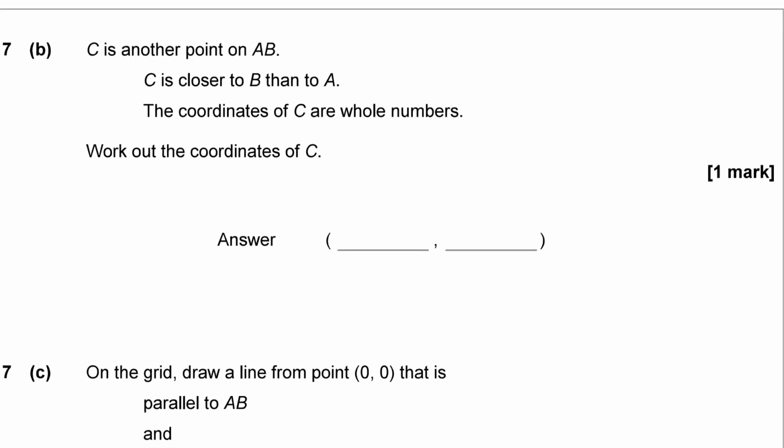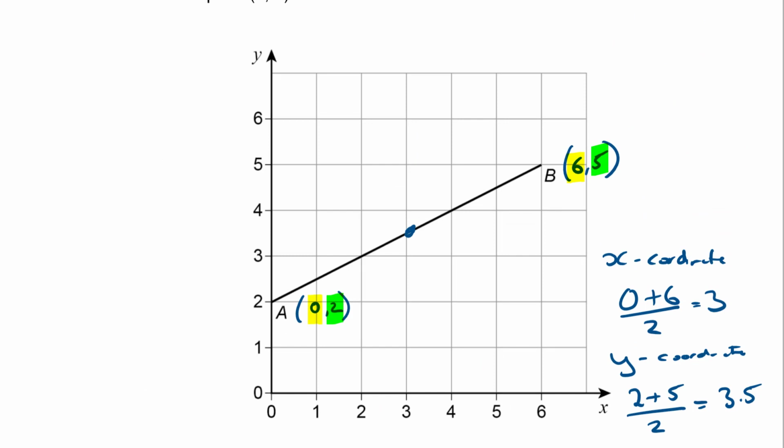Part B says C is another point on AB. C is closer to B than A. The coordinates of C are whole numbers. Work out the coordinates. Okay, so we're told that C is closer to B than A. So the part of the line which is closer to B than A is this part up here. And the coordinates that are whole numbers on that section of the line, well, you've got two to choose from. You've got that one there, or you've got B itself up there. Okay, let's assume it's not going to be B. I'm going to go for that one there. Let's say that's C there then. So that's at the point 4, 4.